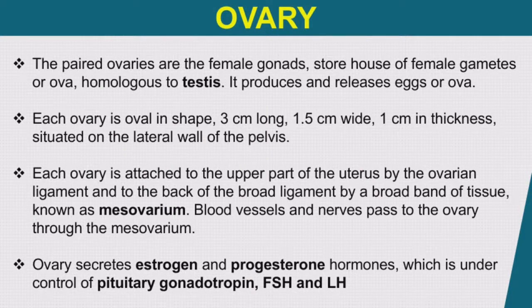Now I explain about ovary. The paired ovaries are the female gonads, storehouse of female gametes or ova, homologous to testes. It produces and releases eggs or ova.